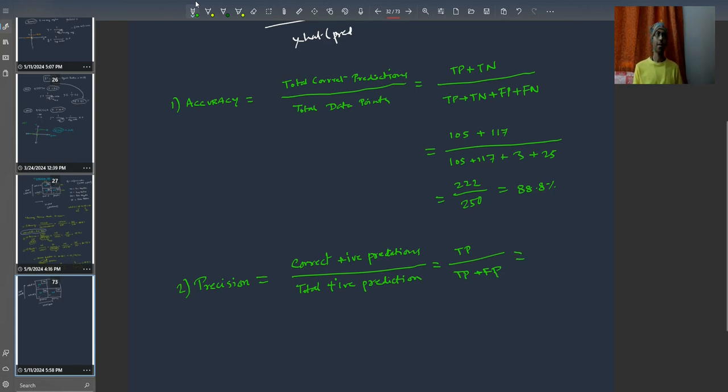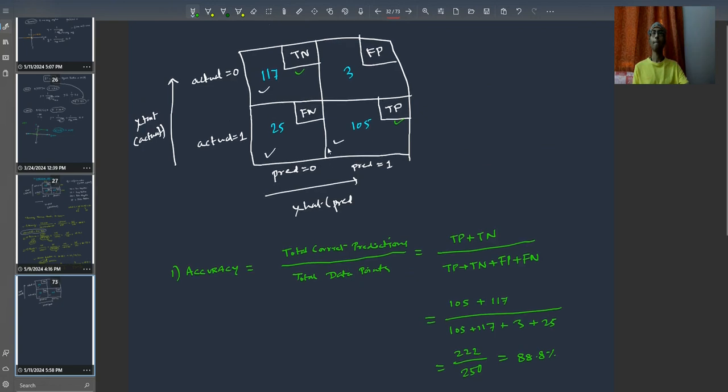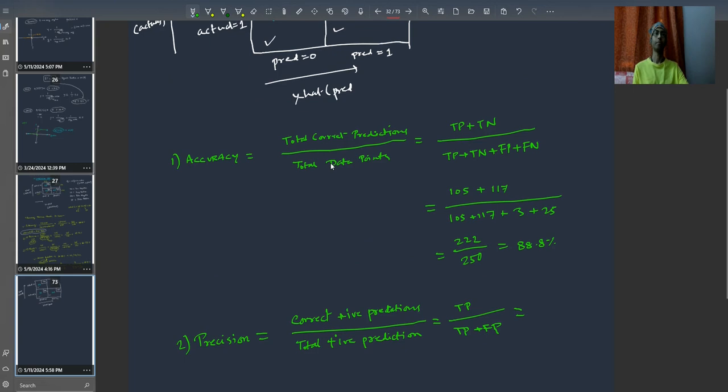So this comes to be, in this case, FP is 3, TP is 105. So 105 by 105 plus 3. This is equal to 105 by 108. The percentage comes to be 97.22%. So very high precision is achieved here, friends.